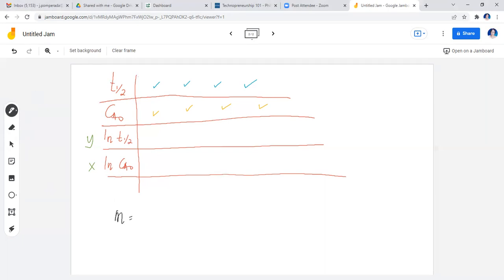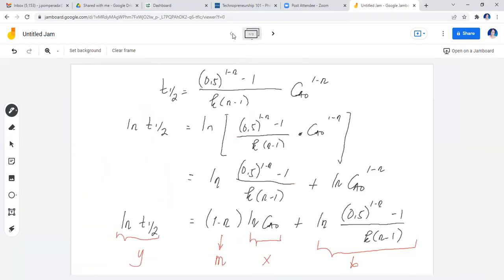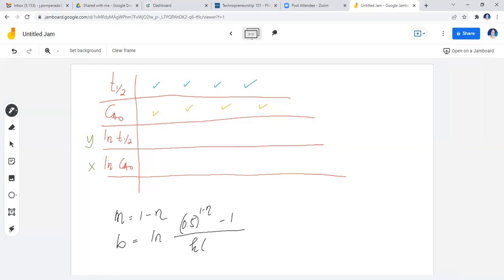The slope is 1 minus n, and the b is the ln of 0.5 raised to 1 minus n minus 1 over k times, let me check if I have written it properly, n minus 1. So it seems like you need this and you need this for you to get this and this. So how will you find this one? Using your calculators.